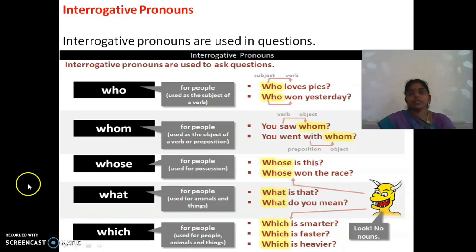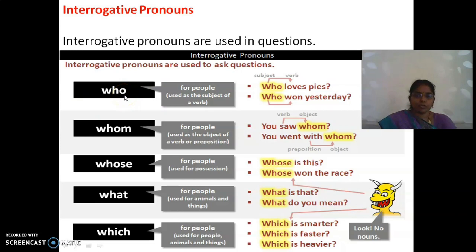Welcome back, dear children. Now we are learning about interrogative pronouns, isn't it? Interrogative pronouns are used in questions, used to ask questions, right? The question words are who, whom, whose, what and which. These 5 words act as interrogative pronouns.